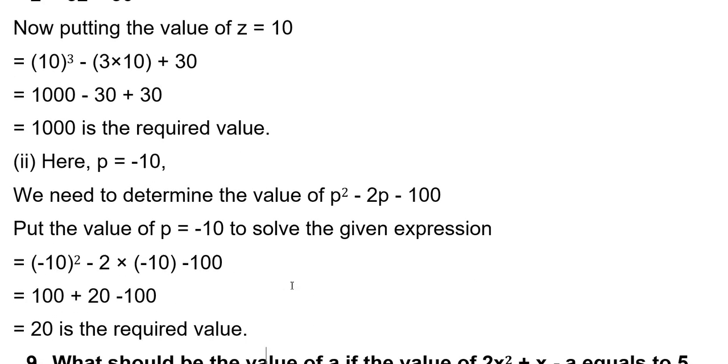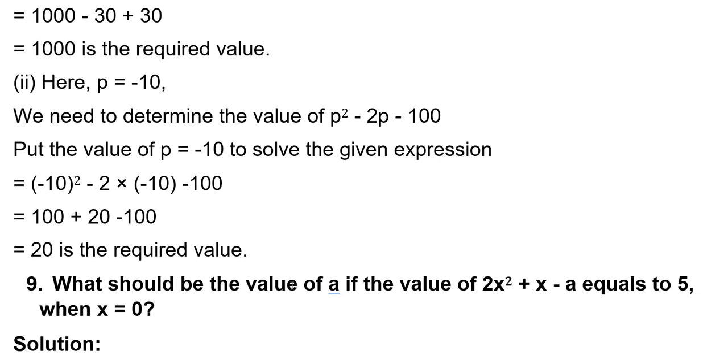Here second problem: p is equal to minus 10. Now we need to determine the value of p square minus 2p minus 100. Put the value of p is equal to minus 10 to solve the given expression. So minus 10 square minus 2 into minus 10 minus 100, that is equal to minus 10 square means 100, minus 2 into minus 10 is equal to plus 20, minus 100. So plus 100 minus 100 cancel, 20 is the required value.